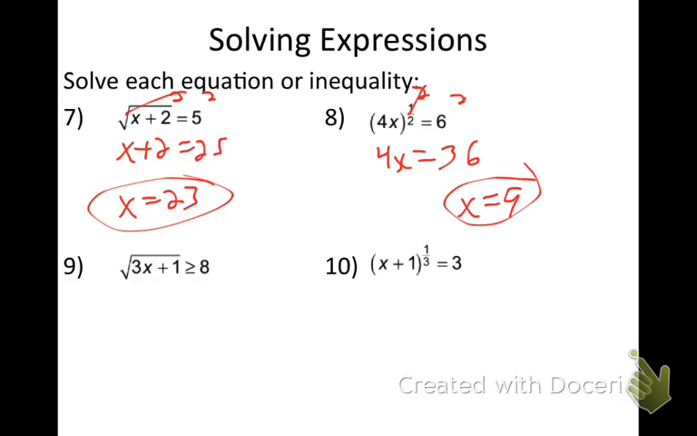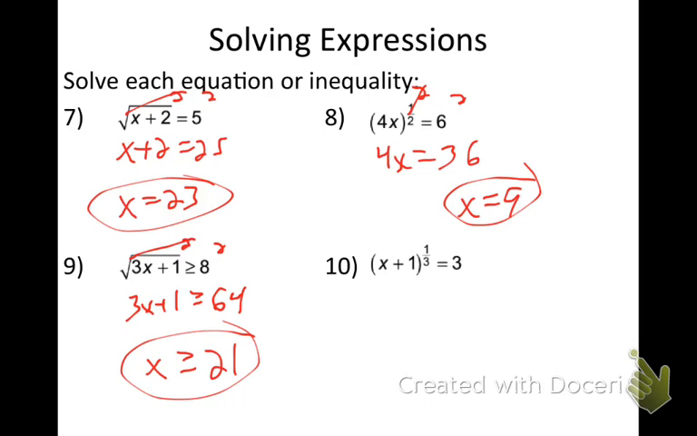What about number 9? It's an inequality. Treat it the exact same way. What undoes a square root? A square. So I square both sides. 3x plus 1 is greater than or equal to 64, which means x comes out to be what, Schultz? Nice job, sir.